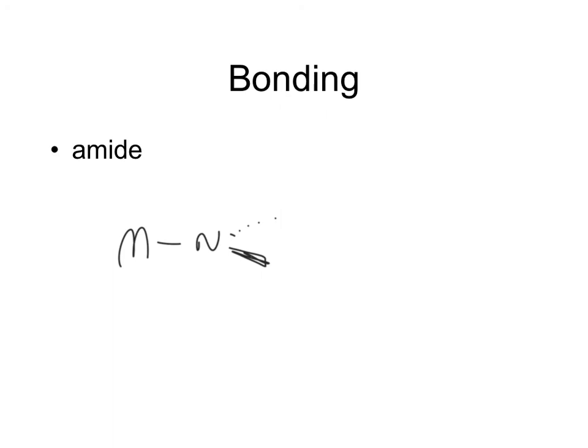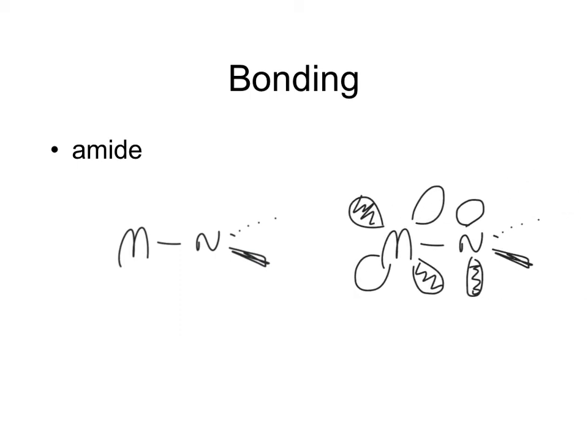The bonding in an amide, the sigma bond is just what you would expect. A nitrogen electron overlaps with an empty orbital on the metal to form the first bond. Amides are strongly pi donating, and there's a second important interaction. The lone pair on the nitrogen can donate to an empty metal orbital, forming this pi type interaction between the nitrogen and the metal.